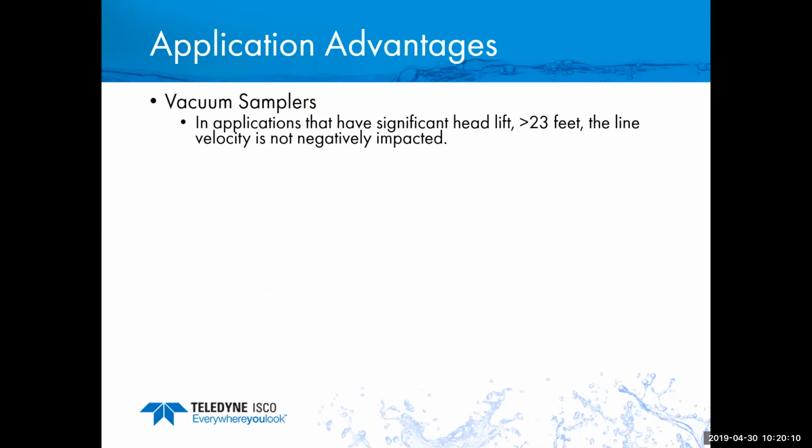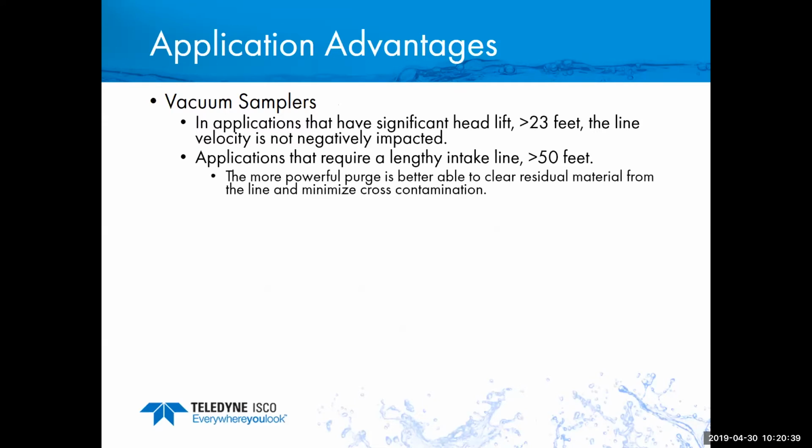Vacuum samplers, if you have applications that have a significant head height, anything greater than 23 feet, the line velocity is not impacted at all negatively. It keeps the same pressure pretty much the whole time, and the purges and the pump and bringing up water is pretty much always consistent. With peristaltics, you lose some of that suction when you wear the tubing and wear the rotors, like I said before.